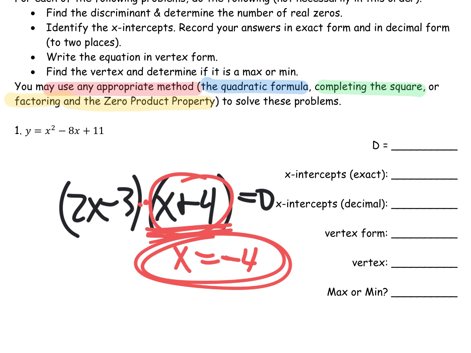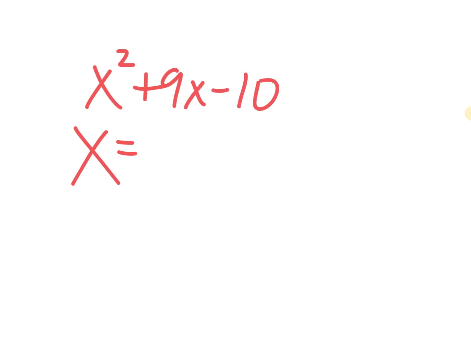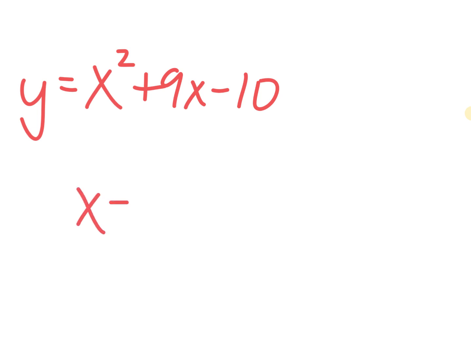Okay, so I want to talk about the quadratic formula first. To begin with, just pop it in for this: x squared plus 9x minus 10. Please use the quadratic formula to get your answers here. This one is kind of easy, but I wanted it to work out nice.